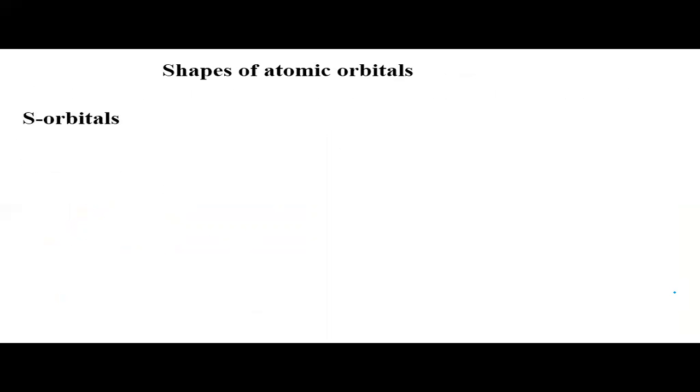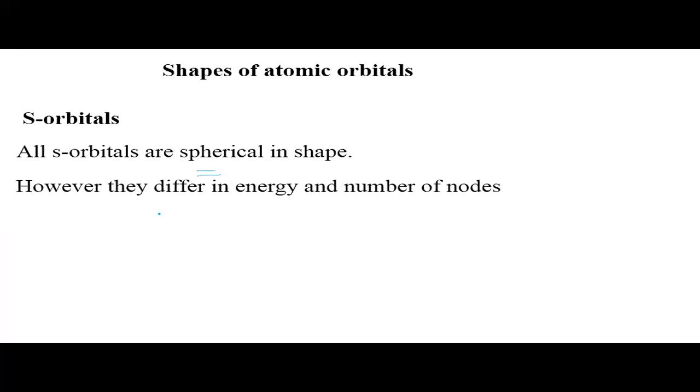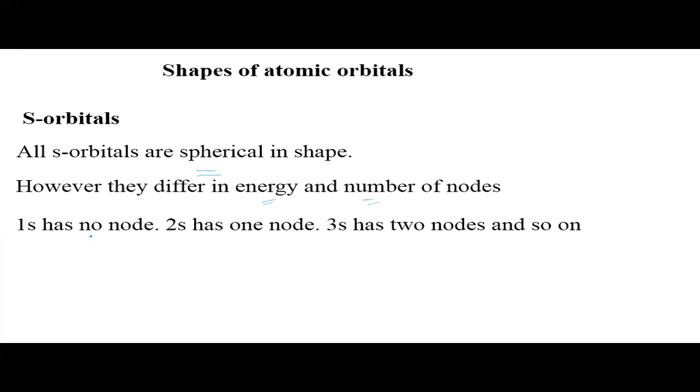So here we will first discuss the s orbital. All s orbitals are spherical in shape. However, they differ in energy and number of nodes. 1s has no node, 2s has one node, 3s has two nodes, and so on. So these are the energies. The energy of 3s is more than that of 2s, and the energy of 2s is more than that of 1s.